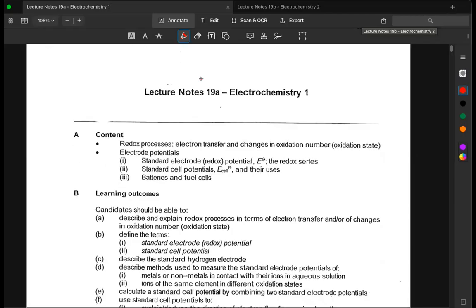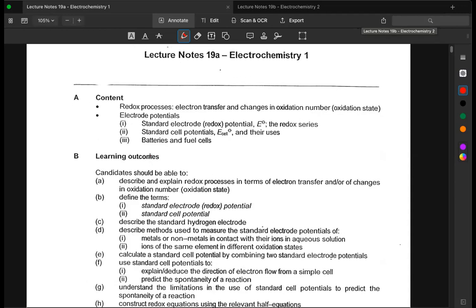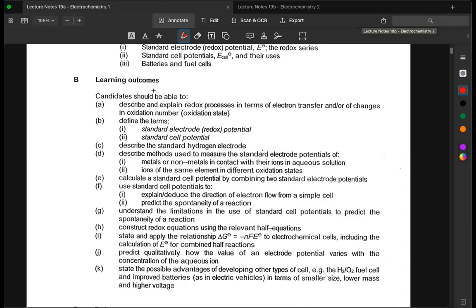Okay, today we're going to talk about Electrochem 1. So this is the content and these are the learning outcomes for this chapter. All right, so please be familiar with all of them. Some of the learning outcomes are already covered in the topic on redox. Okay, I will not be going into the details.